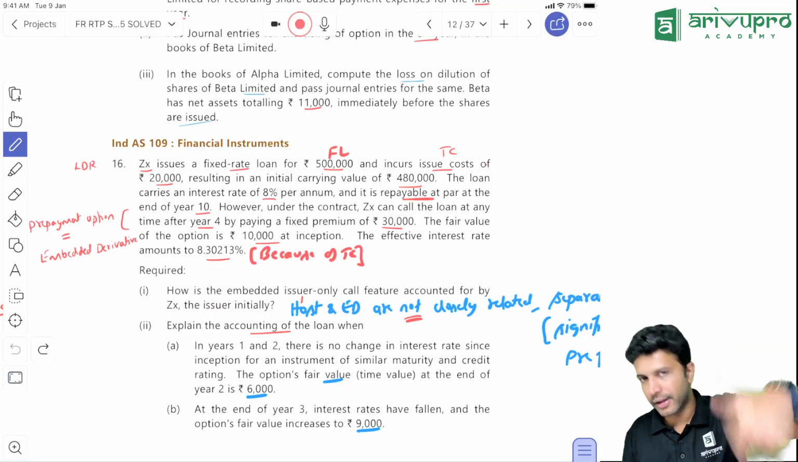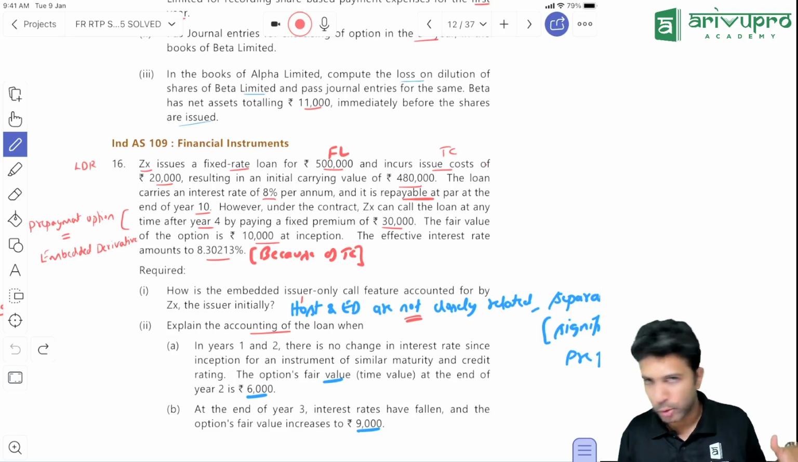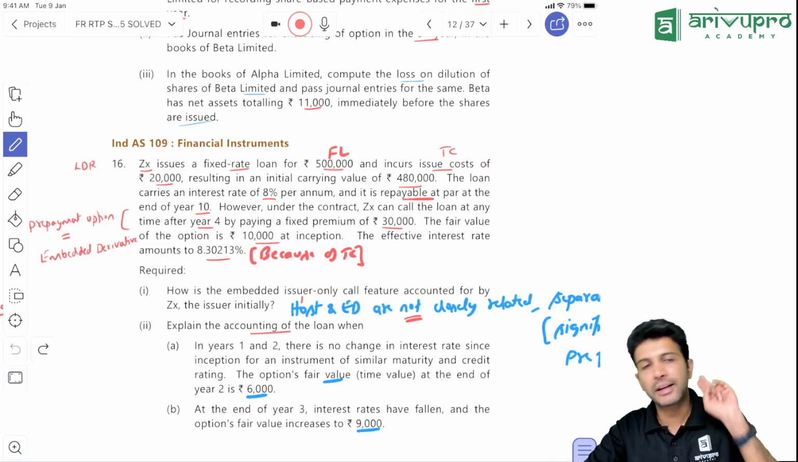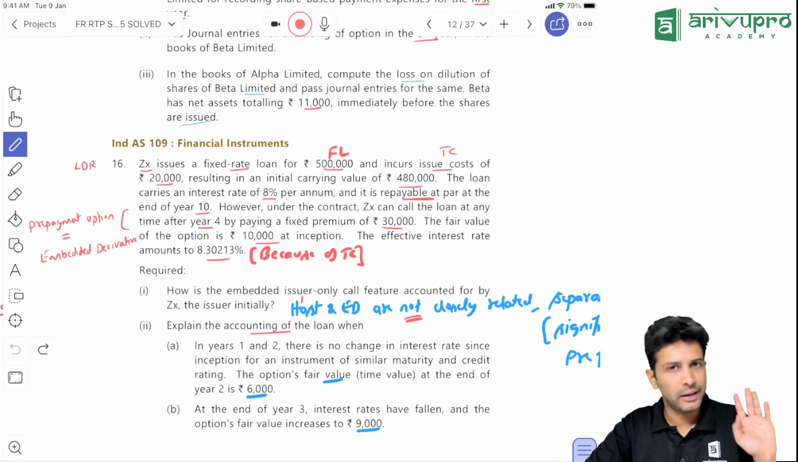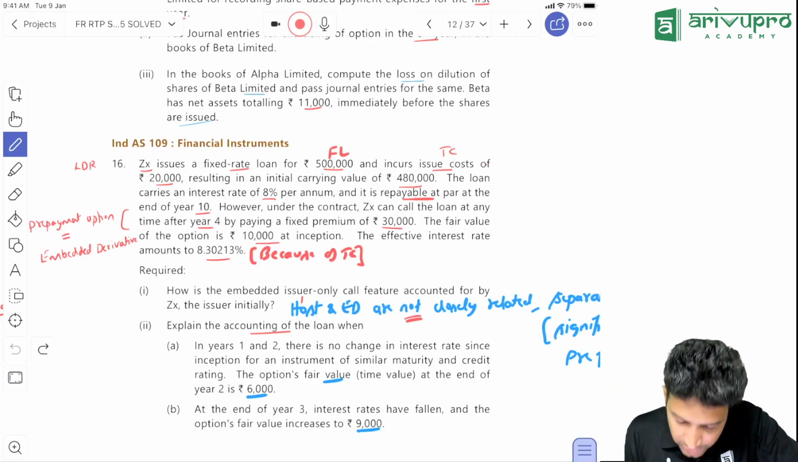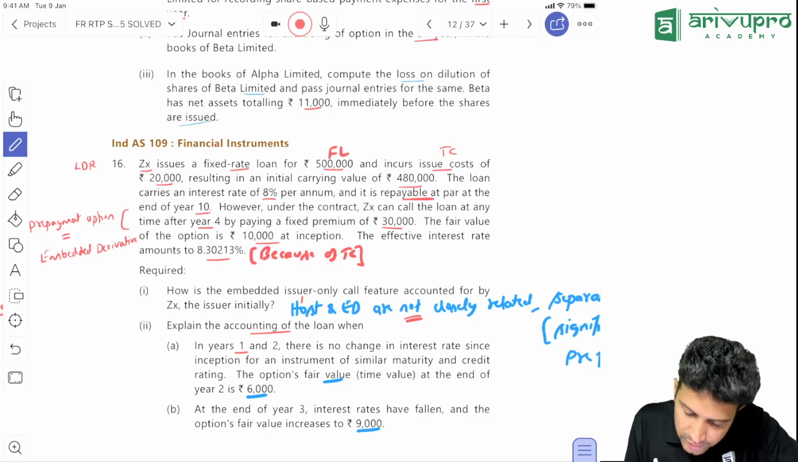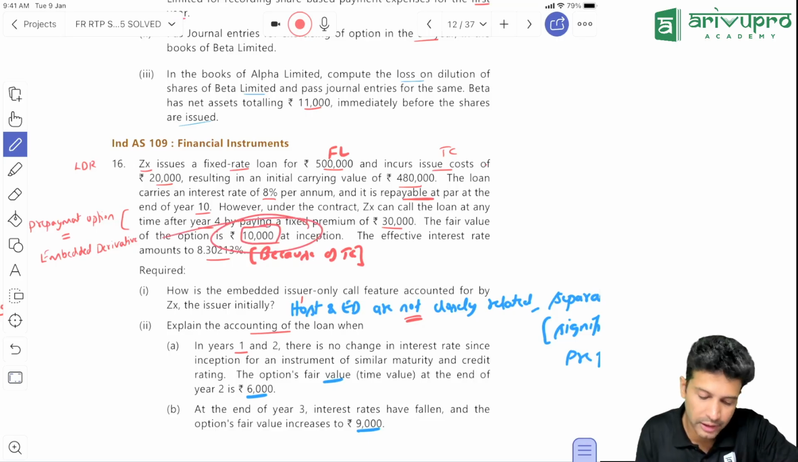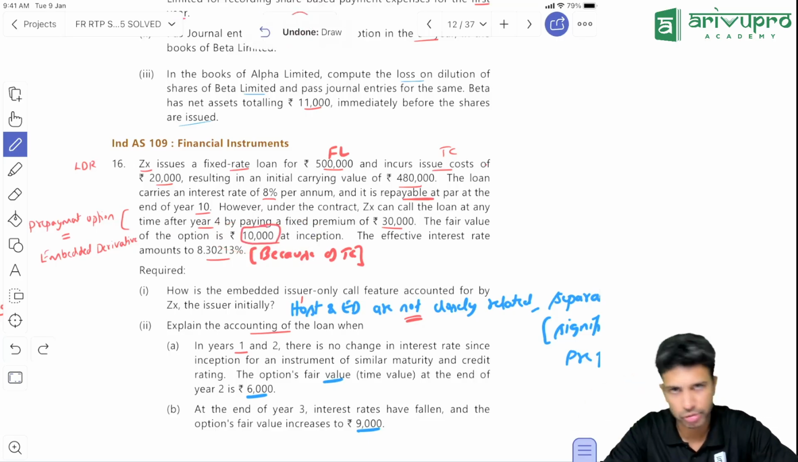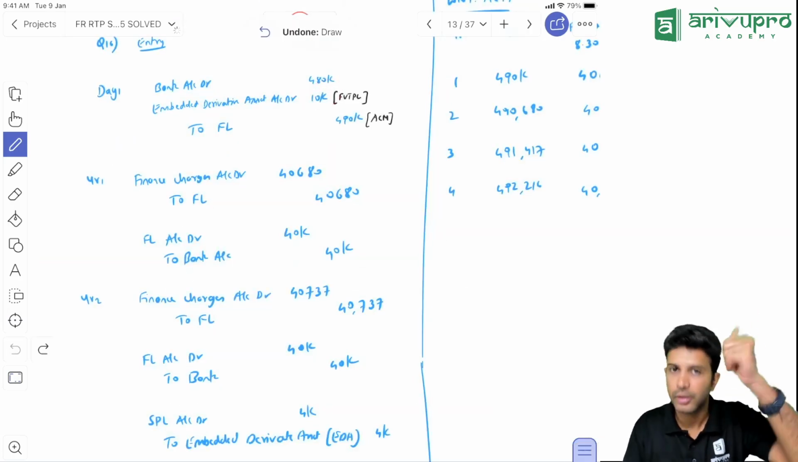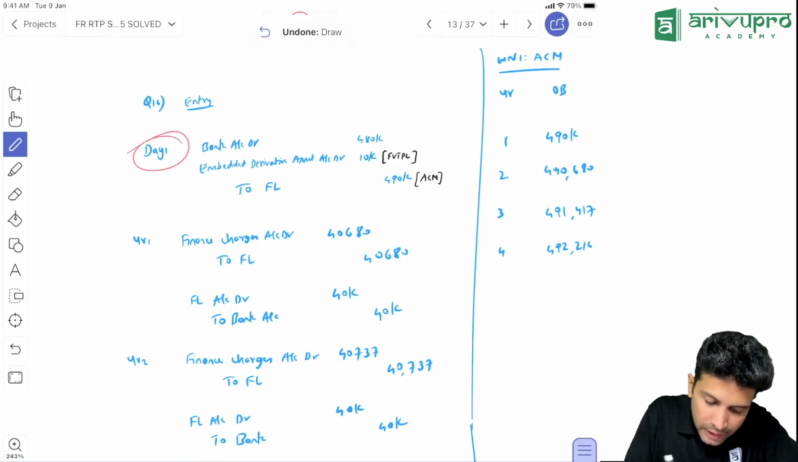Initial recognition we have done. Then the ACM table we have put forth. Now for the derivative, what do you do? At every reporting period, the derivative should be measured at fair value, right? And the fair value gain or loss we account through SPL. In first year, keep it in mind, initially our derivative is shown at what value? 10,000, because they only told the fair value of that derivative, that is the option, is 10,000. So currently in our books, derivative is reflected at 10,000, the value at the beginning of year 1.